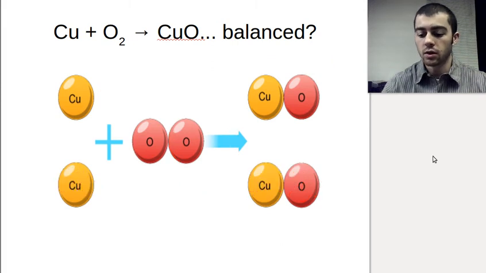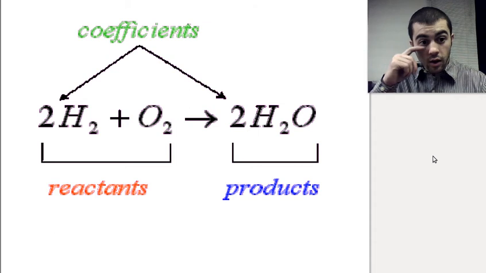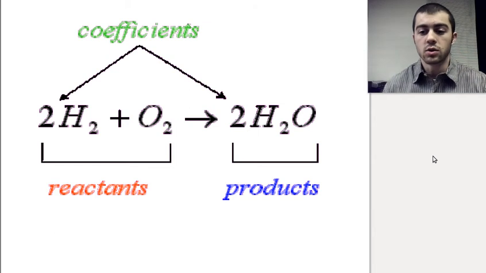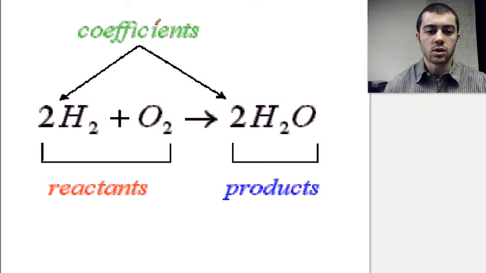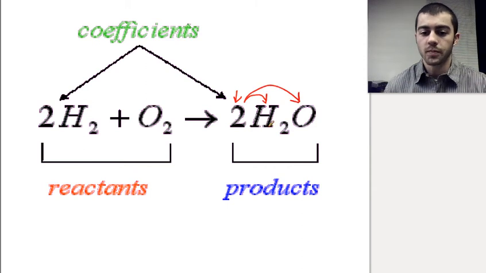Alright, so let's take a look at another example here. We've got 2H2 plus O2 making 2H2O. So there's a little bit of clarification here with the coefficients. Again, I said that these get distributed. So what I mean by that is this 2 here gets distributed to both parts of this compound, so the hydrogen and the oxygen in this water molecule.